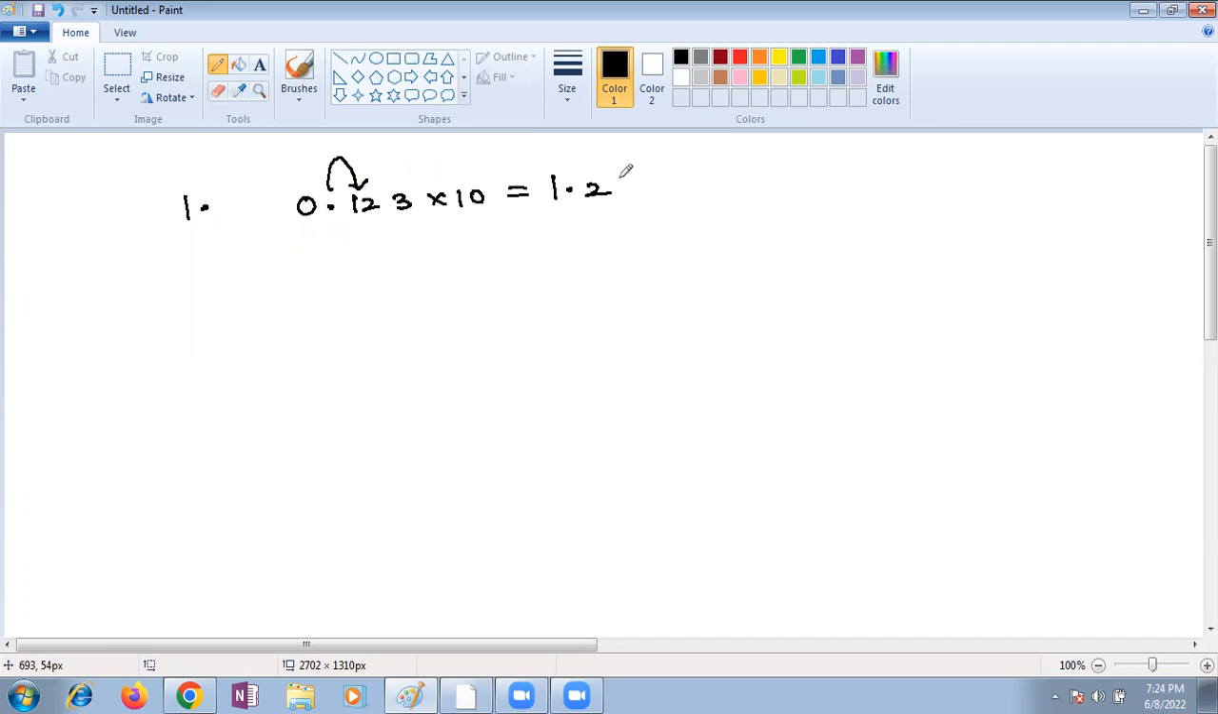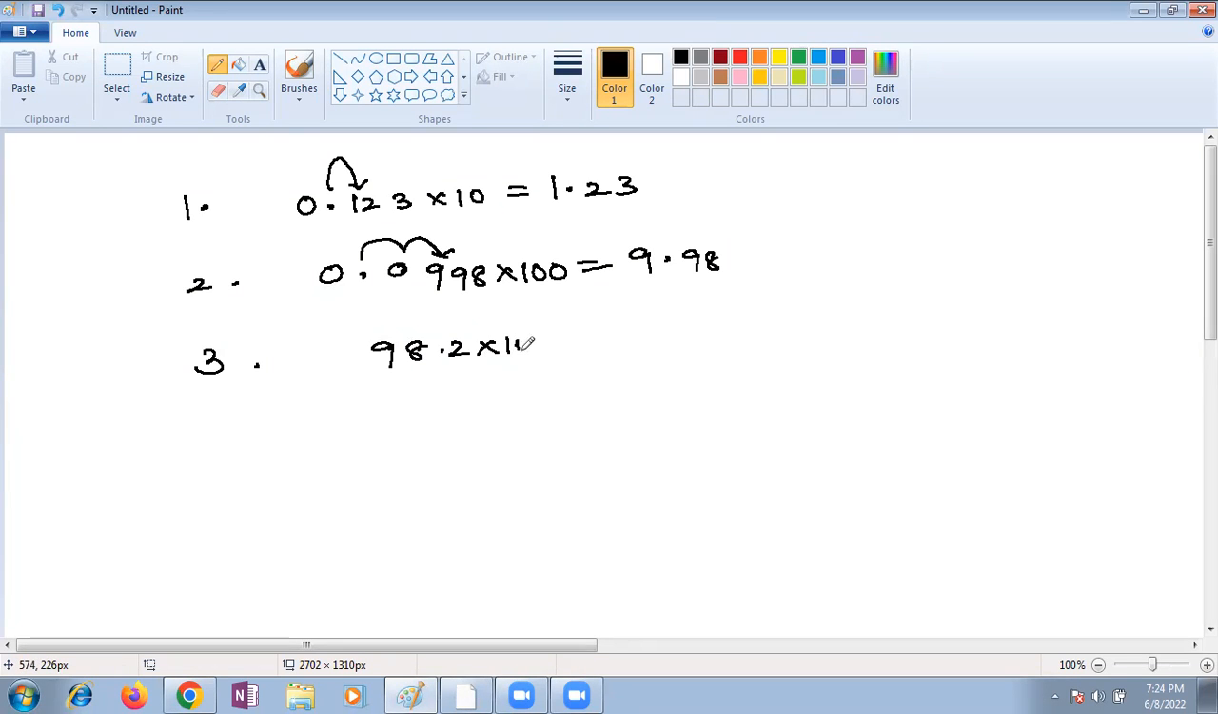So 1.23 is the answer. The second bit was 0.0998 multiplied with 100. So the decimal jumps 2 places towards the right side. So it's nothing but 9.98. The third one was 98.2 multiplied with 1,000. Here there are 3 zeros, so 3 jumps towards the right side, but we have only one place. So you have to fill with 2 more zeros.